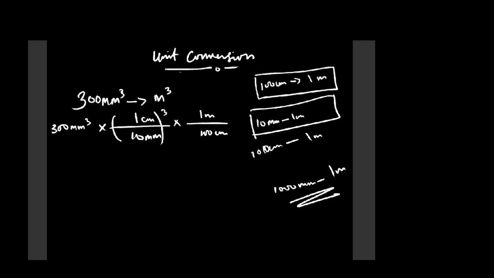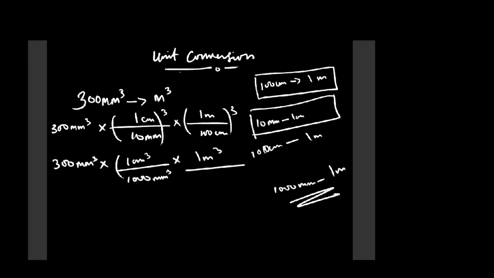So it means we have to cube every individual term also, and this will be 300 millimeter cube multiplied by 1 centimeter cube divided by 10 raised to power of 3, which is going to give us 1000, right? So that's 1000 millimeter cube, multiplied by 1 meter cube divided by 100 raised to power of 3. So that will be 1 million centimeter cube. All right, so this is what we have right here.